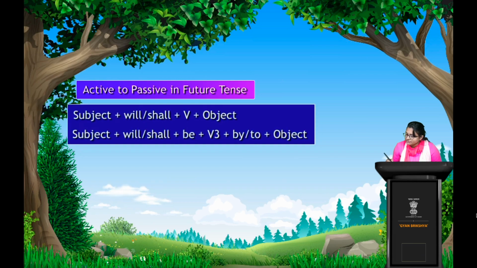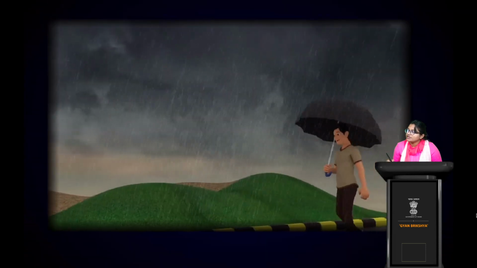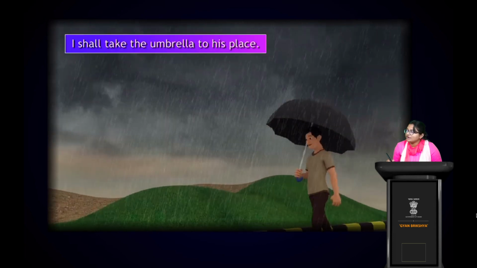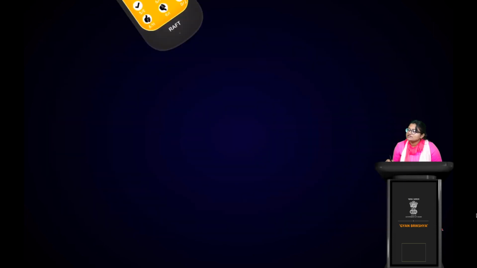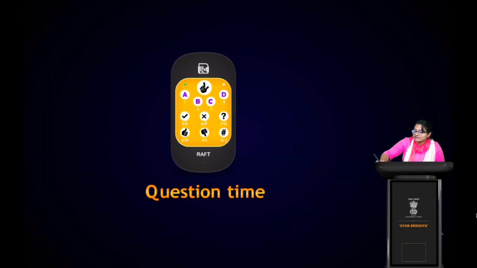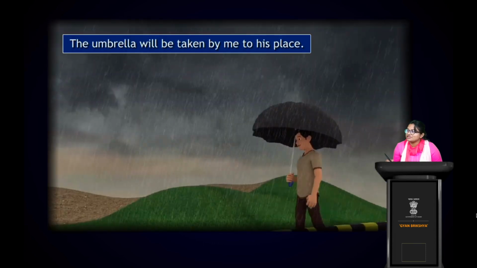Again, let's look at this. It will change. This is the sentence structure. What was the sentence? The sentence was, I shall take the umbrella to his place. This is in future tense, right? This future tense sentence in active voice changes, in the case of passive voice, to: the umbrella will be taken by me to his place, right?